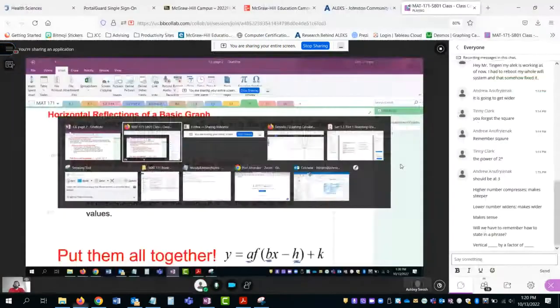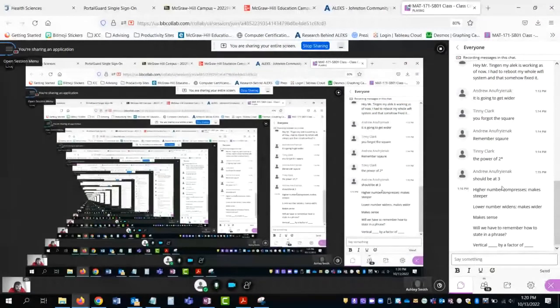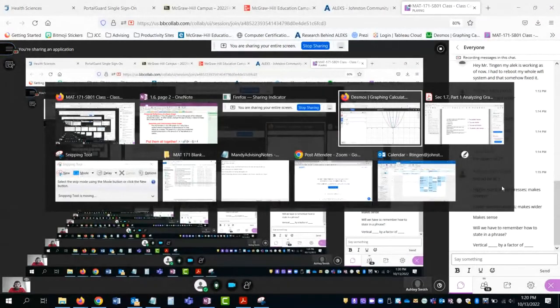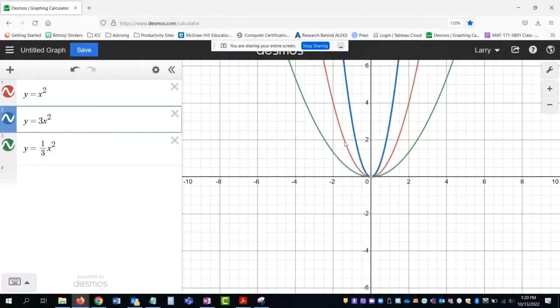So whatever my output was in the example I had, what did this do when I multiplied by 3? It stretched by a factor of 3. What happened when I did a 1/3 there? I would compress by a factor of 1/3. So yeah, vertical stretch by a factor of 3, vertical compression by a factor of 1/3.